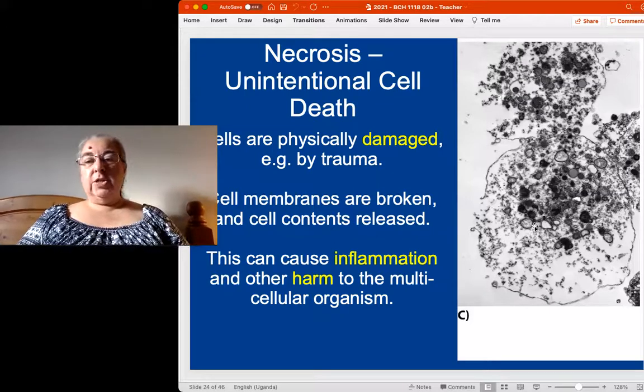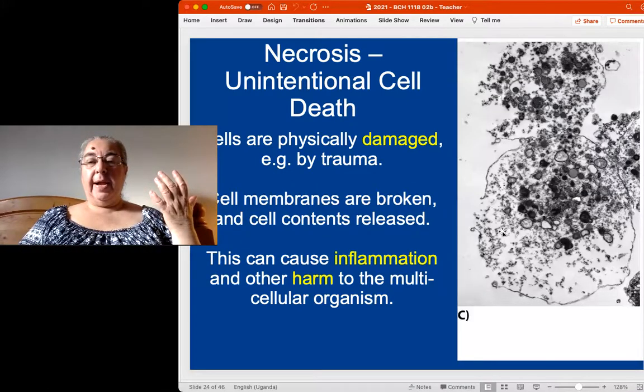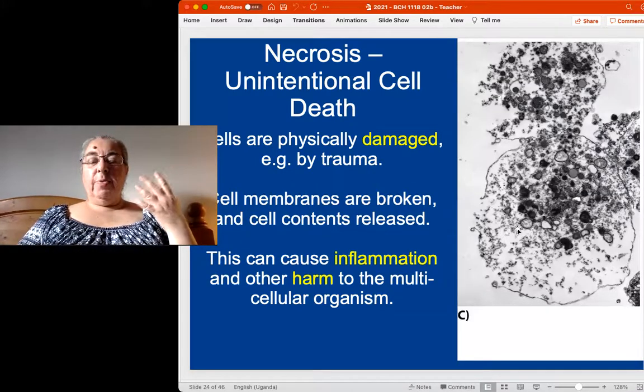The release of cell contents outside the cell membrane is then recognized by the immune system of the body that this is part of, and can trigger immune responses, which can cause things like inflammation.